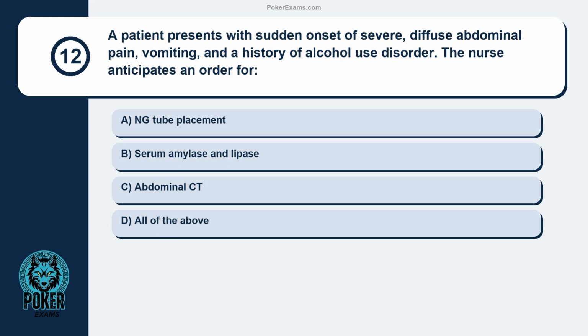Question 12. A patient presents with sudden onset of severe, diffuse abdominal pain, vomiting, and a history of alcohol use disorder. The nurse anticipates an order for NG tube placement, serum amylase and lipase, abdominal CT, all of the above.